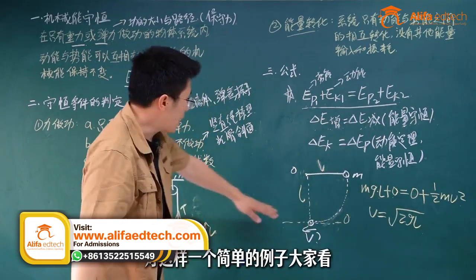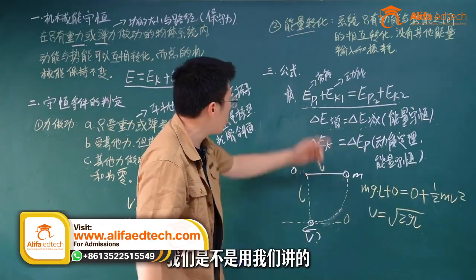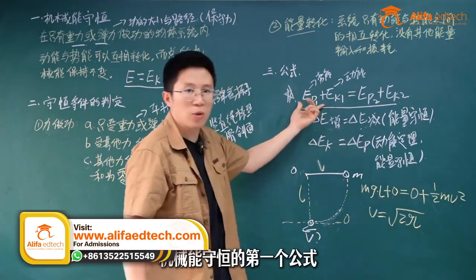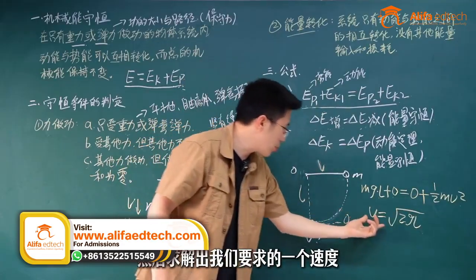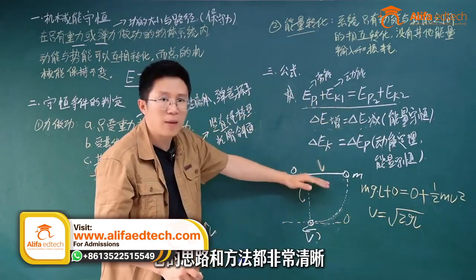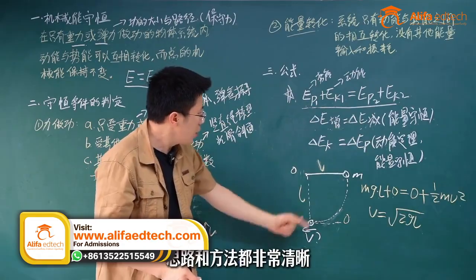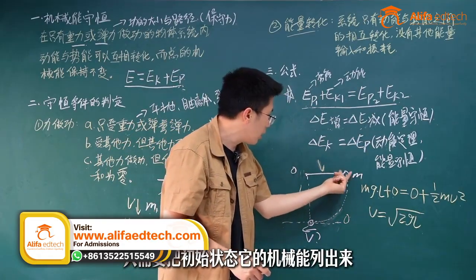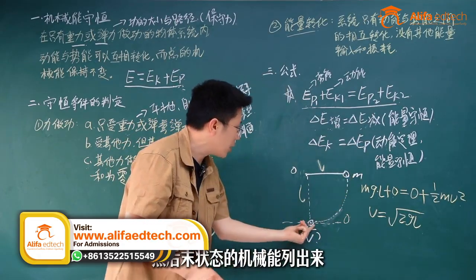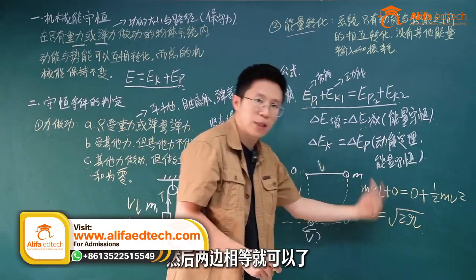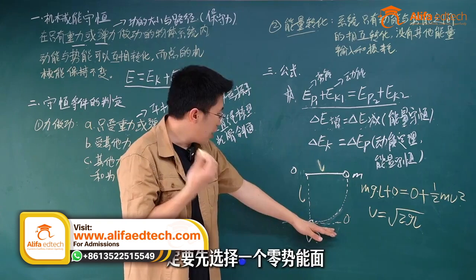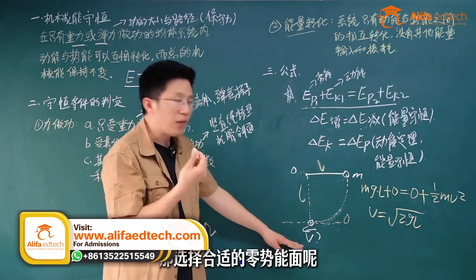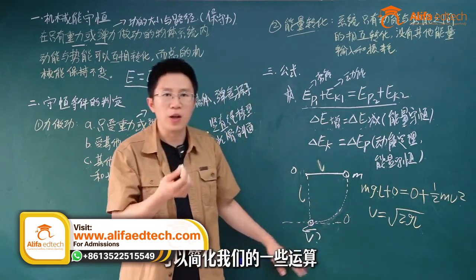All right, in this simple example, you can see that by using the first formula for mechanical energy conservation that we discussed, we can easily write out its expression and then solve for the velocity we need. The approach and method are both very clear. Just write out the mechanical energy for the initial state, then for the final state, and set the two equal to each other. The only thing to pay attention to is that when calculating gravitational potential energy, you must first choose a zero potential energy reference plane. Choosing an appropriate zero potential energy reference plane can simplify some of our calculations.